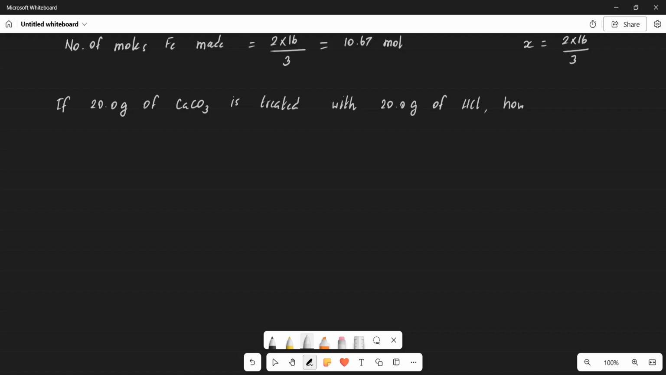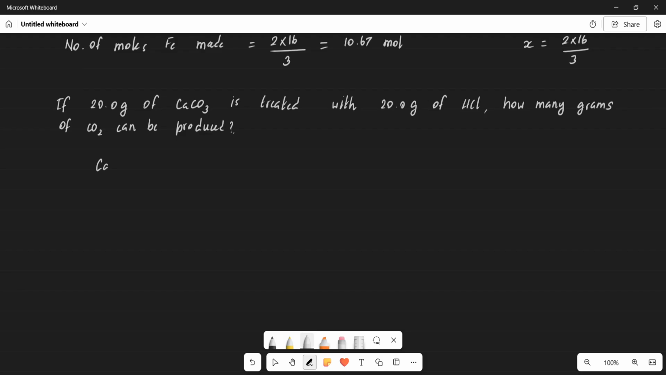How many grams of CO2 can be produced? So this is the question.